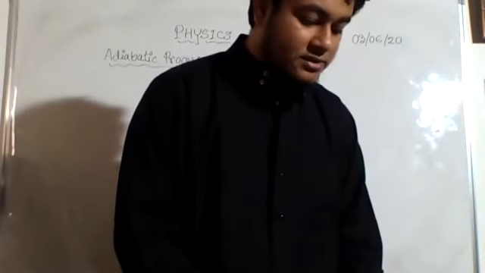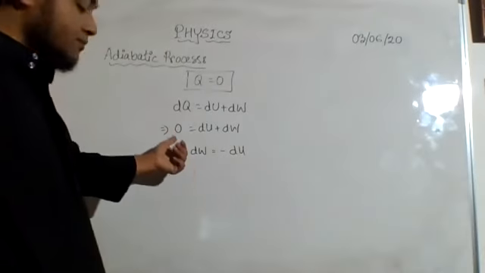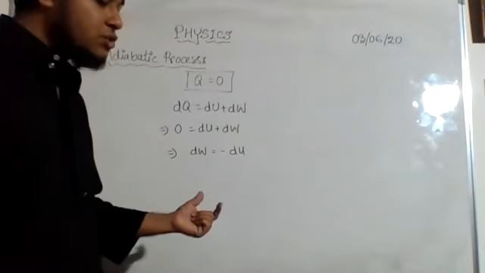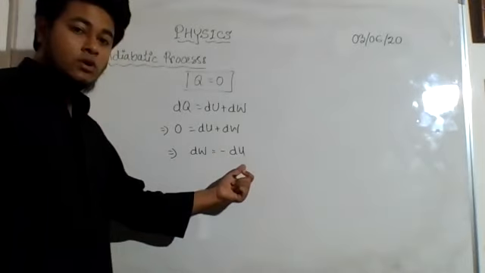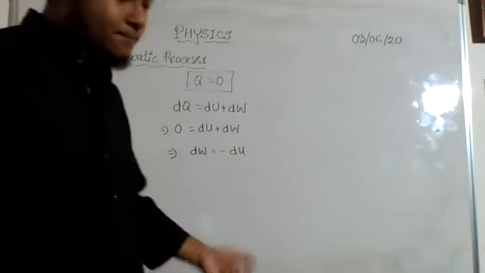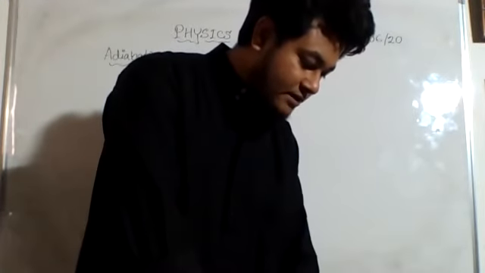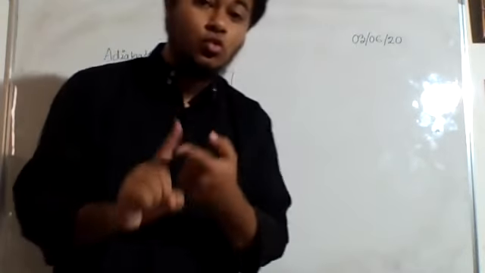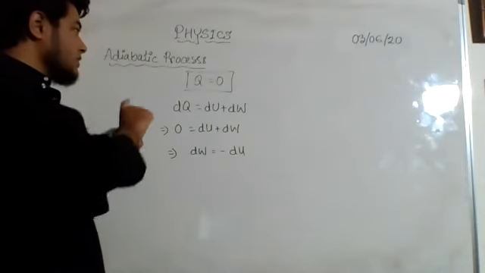Since no heat can enter the system nor leave the system, dq is equal to 0, which I already showed you. Therefore, from the first law of thermodynamics we can write 0 is equal to du plus dw, so du is equal to minus dw. During adiabatic expansion the work done by the system is performed by the internal energy of the system, so the internal energy decreases and the system is cooled. This is what I tried to explain in the earlier class.